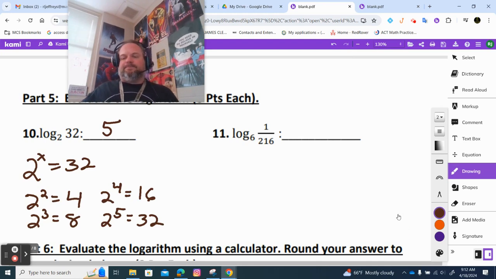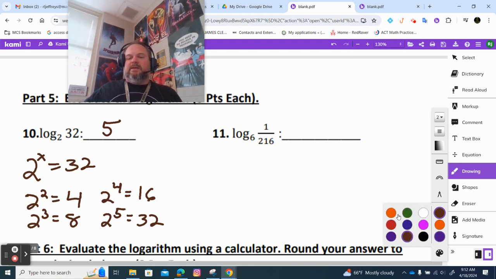All right. What's the big thing about number 11 that we need to remember?